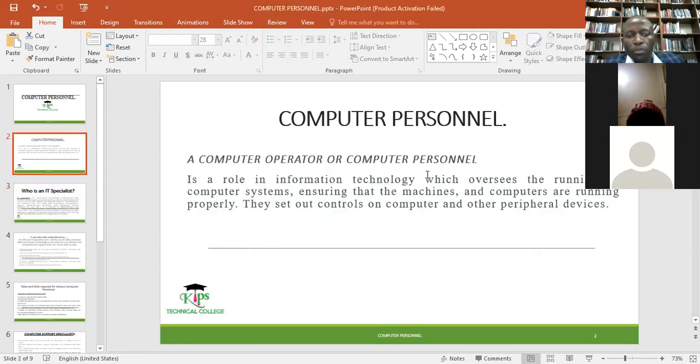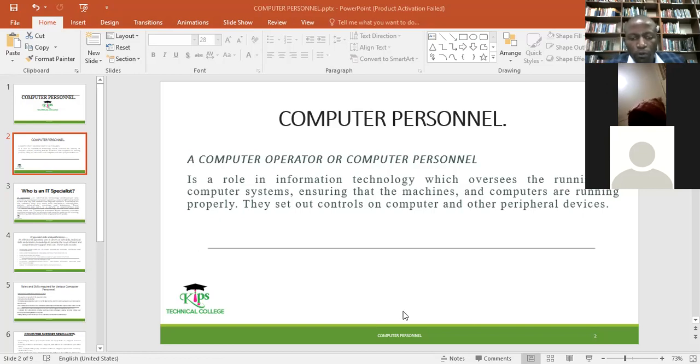When you talk about computer personnel, whom are we really referring to? A computer personnel, basically, is a role for an IT person, that is information technology, which basically oversees the running of computer systems and ensures that the machines and computers are running properly. The role of a computer personnel basically is to ensure the controls on computers and other peripherals.